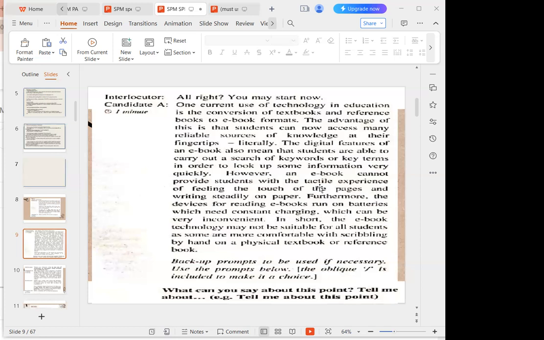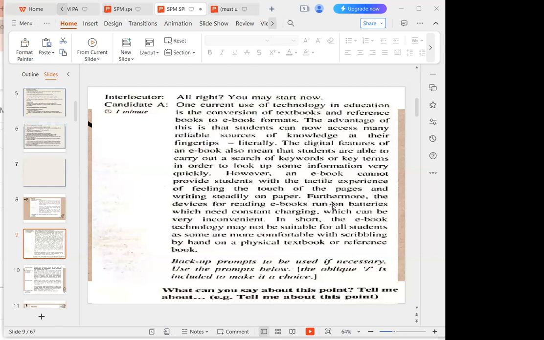One is, I saw, okay, tactile experience. Did you notice the word tactile? Tactile means touching. The feeling of touch, okay? The touching experience of feeling the touch of the pages, writing steadily on paper. Some people love to have that kind of tactile experience, like the touching, they love to touch the pages.